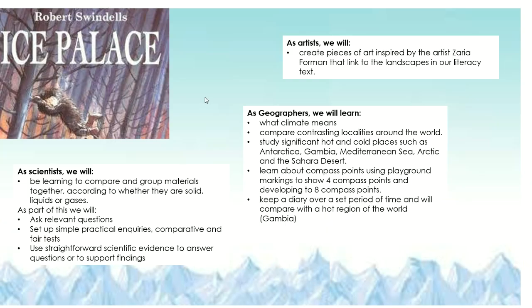For our second term, we will be doing the Ice Palace, which is one of my favourites. It's a really nice story that's got a good twist at the end. Again, as scientists, we'll be looking at solids, liquids and gases. And then as artists, we get to look at the artist Zaria Forman. We get to do some nice landscape oil pastel drawings. And then as geographers, we'll be looking at the climate, specifically hot and cold places such as Antarctica, Gambia, the Mediterranean Sea and other places.